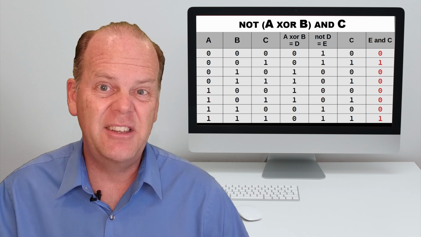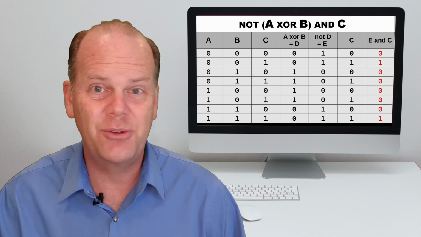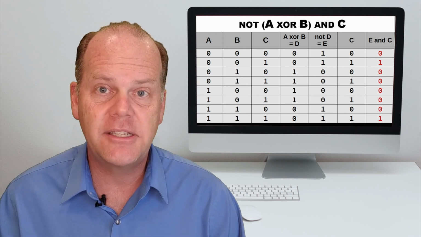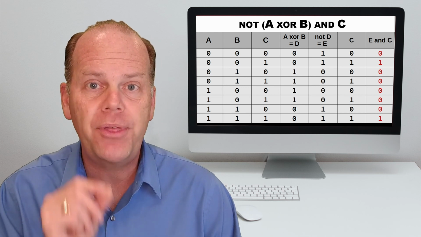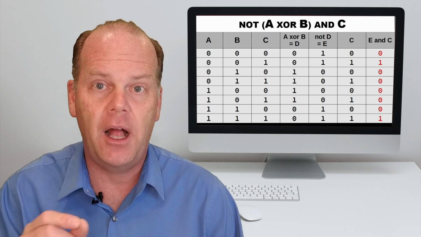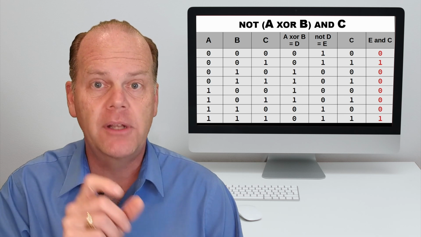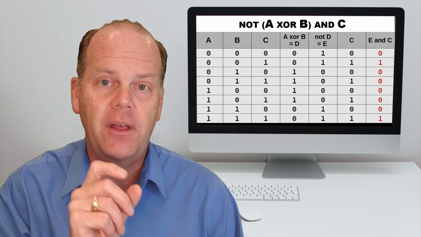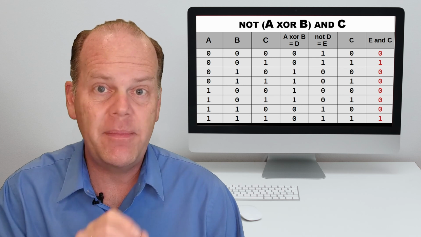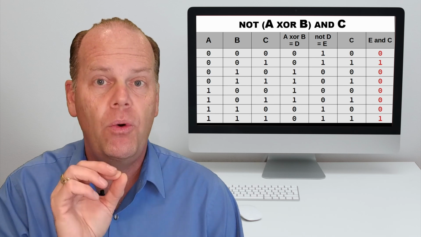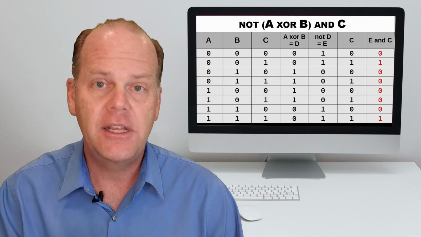Then I've added in the C column to make it easier so it's close together. And then it's an AND statement. Remember, AND means they both have to be on in order for it to be on, or ones. If they're both ones, the output is a 1. If either one of them is a 0 or false or off, then the output is going to be false or off.